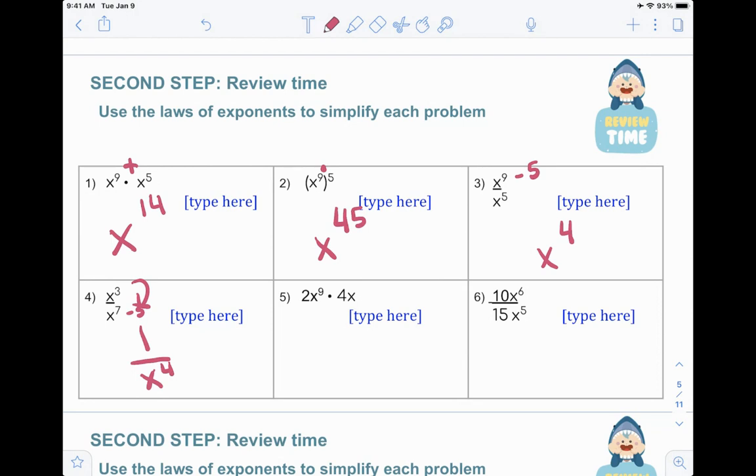Okay, the next problem. We can use the commutative property of multiplication to organize our numbers together and our variables together. So I have a 2 times 4, and then I have an x to the 9th power times an x. And I want to remind you, if you don't see an exponent, you can just add the phantom 1.